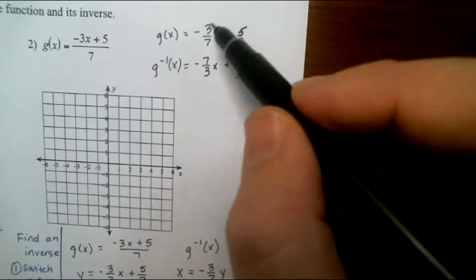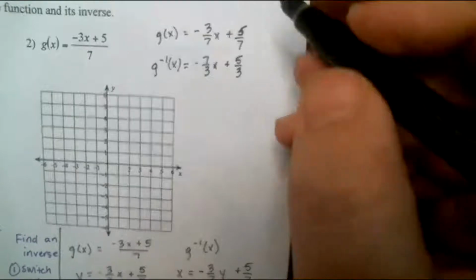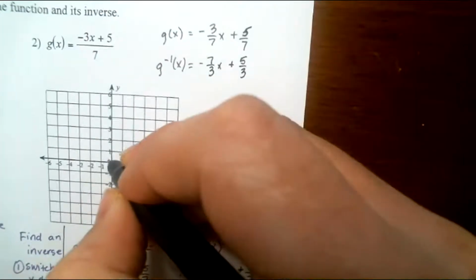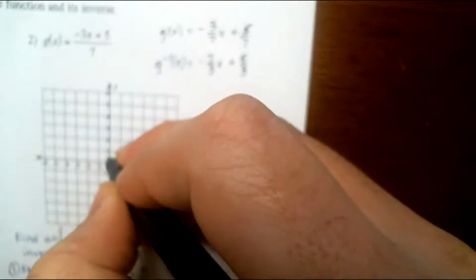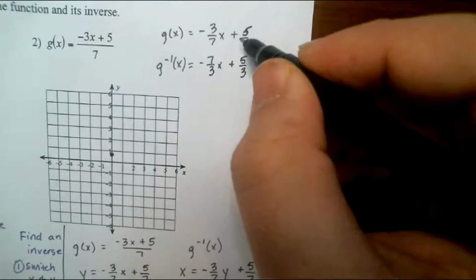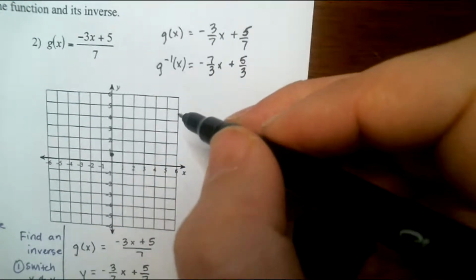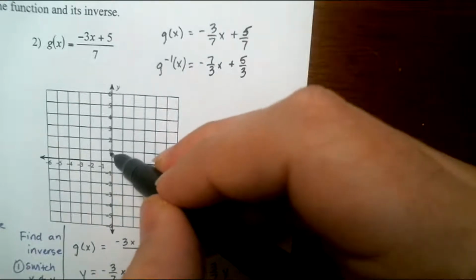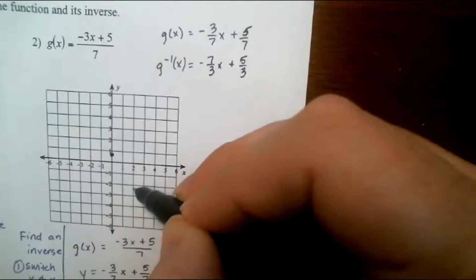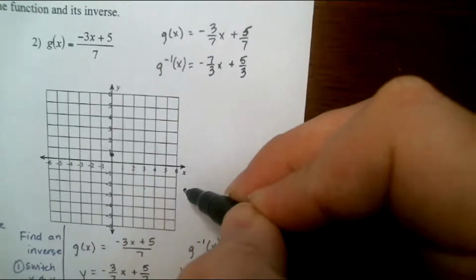So let's graph 5/7. Now 5/7 is not quite 1. So put a point at not quite 1. That's my y-intercept, right? And then I'm going to go down 3 and right 7. So down 3 from here, 1, 2, 3, and then right 7: 1, 2, 3, 4, 5, 6, 7.